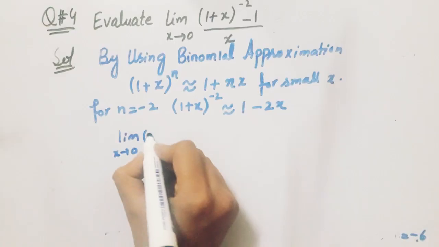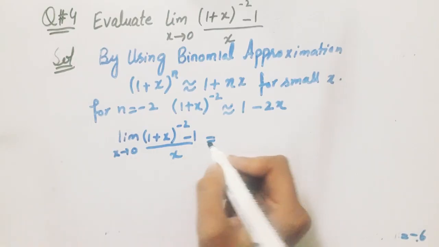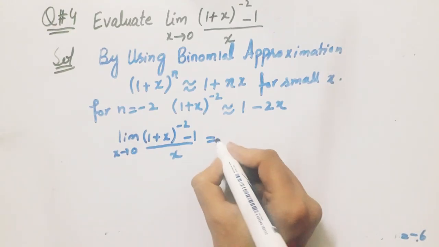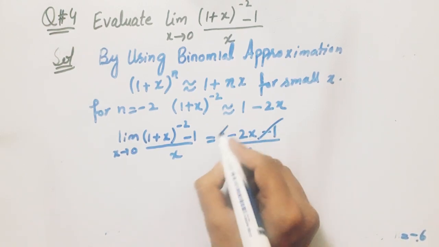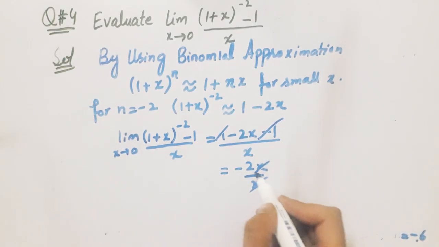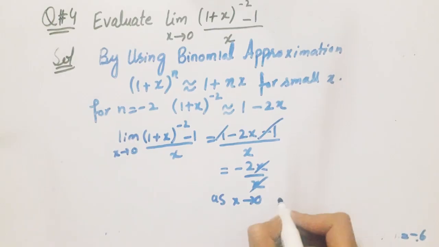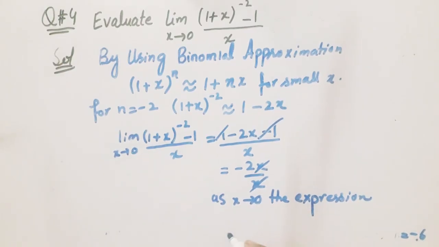Now substitute this approximation here. You will get the limit as x approaches 0 of ((1 + x)^(-2) - 1)/x. When you put this approximation here, you will get (1 - 2x - 1)/x. Minus 1 and plus 1 cancel out. You have -2x/x, x and x both also cancel out. So as x approaches 0, the expression approaches -2. So this is the final answer of this question.